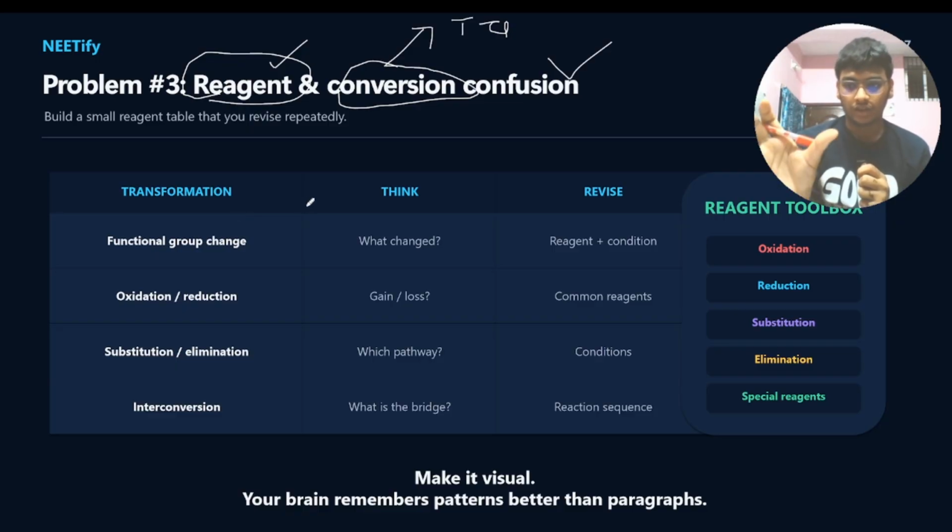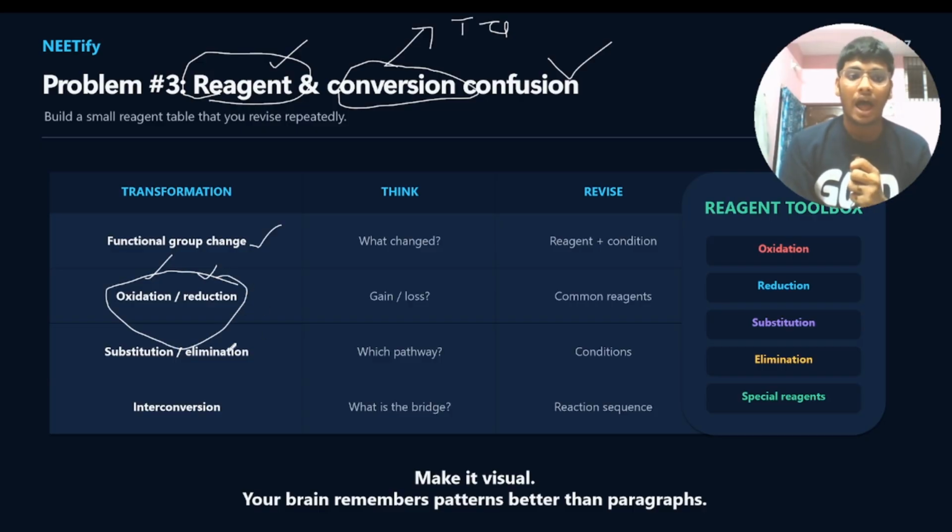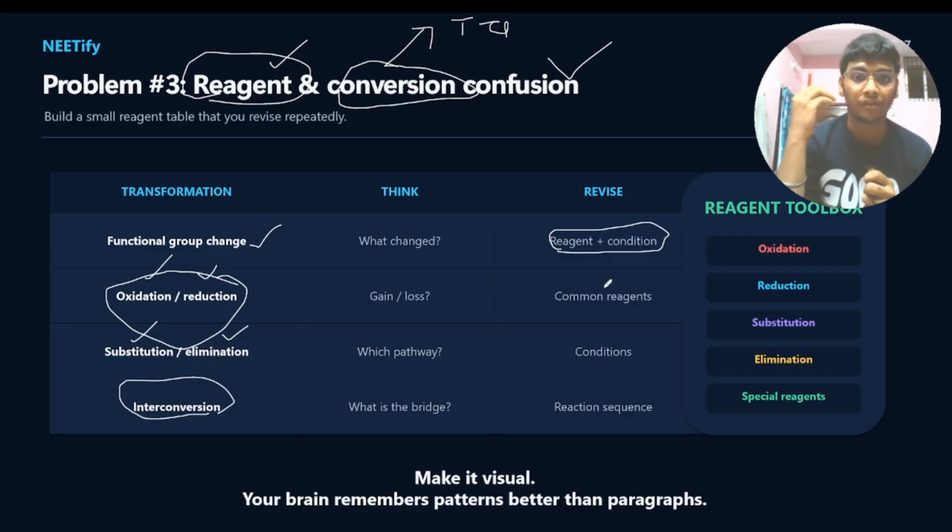So first of all, when you see the question, first look for the functional group change. We should identify which functional group it is, and then we should identify the reagent. What is the role of the reagent in this reaction? Whether it is oxidation or reduction. Mostly these two are given in your examination. And next, which reaction mechanism it follows, whether it's a substitution or elimination, or an interconversion between two functional groups. If a functional group change happens in the reaction, then you should revise the reagent and conditions. Okay, reagent and condition. You should revise them if you are forgetting.